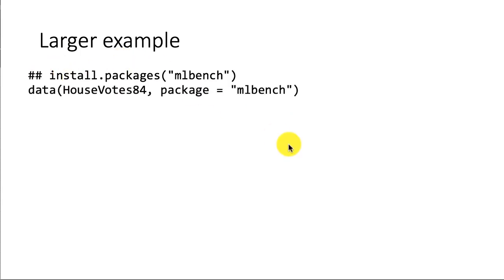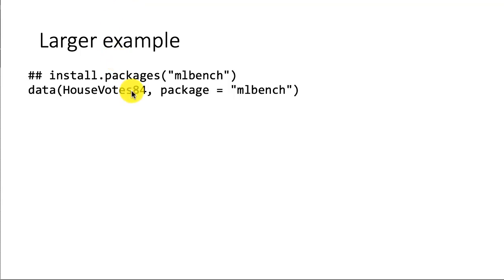This time we are going to do a somewhat larger example to illustrate the naive Bayes approach. First of all, we are going to use a data set that is contained in a package called MLBench. Your first step is going to be to install this package MLBench so that we can use a data set that it contains. I've commented this line out, but you should run this. Now the data set that we are going to use from this is called House Votes 84.